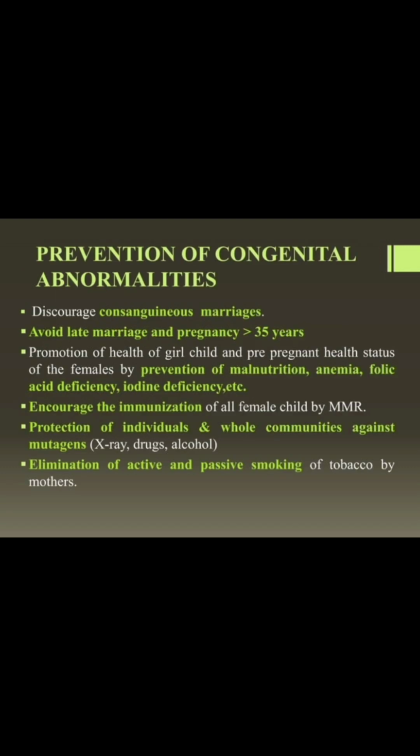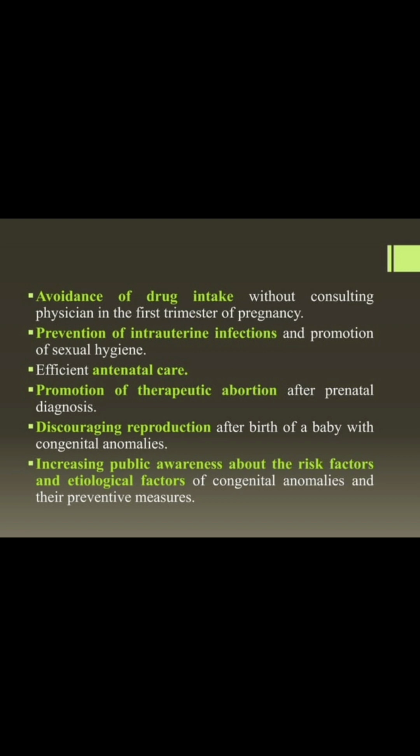How can we prevent congenital abnormalities? Discourage consanguineous marriage, avoid late marriage and pregnancy above 30 years, and promote the health of the girl child and the pre-pregnant health status of females by preventing malnutrition, anemia, folic acid deficiency, and iodine deficiency. Encourage immunization of all female children with MMR, protection of individuals and the whole community against mutagens, and elimination of active and passive smoking of tobacco by mothers. These are all the prevention factors. And avoidance of drug intake, as drugs mostly induce these kinds of disease-causing factors.